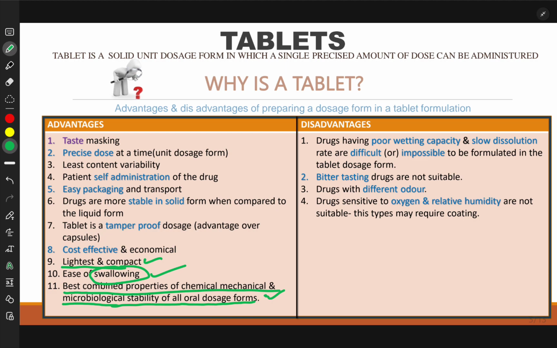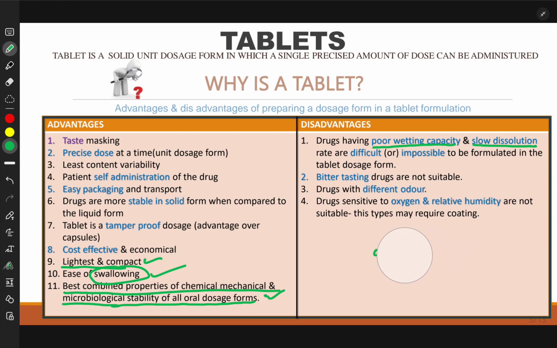Disadvantages: even though we have this much in everything, not only tablets, in everything we have disadvantages. Like poor wetting capacity and slow dissolution. In tablet formulation, we use punching equipment, which means the granules or powders we are going to compress are subjected to some pressure to consolidate them.